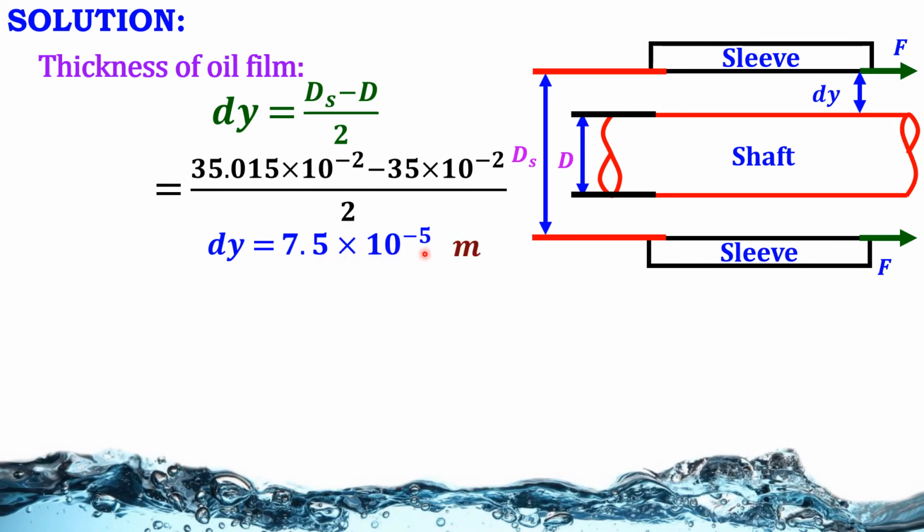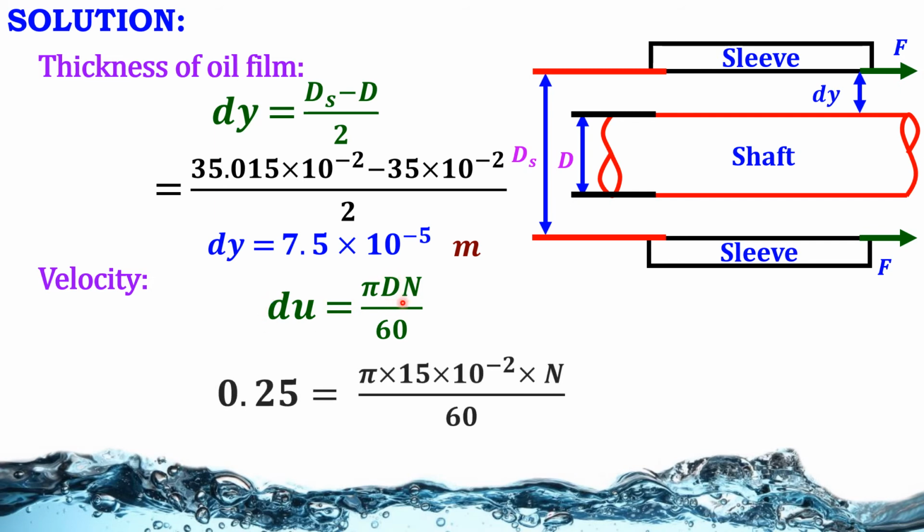Substituting the ds and d values, we get dy as 7.5 into 10 to the power minus 5 meter. Next, we are going to calculate the speed because they have not given the speed of the shaft. Therefore, velocity du is equal to pi dn divided by 60, where du is given in the problem and the diameter of the shaft is available. Substituting, we get n is equal to 13.64 rpm.